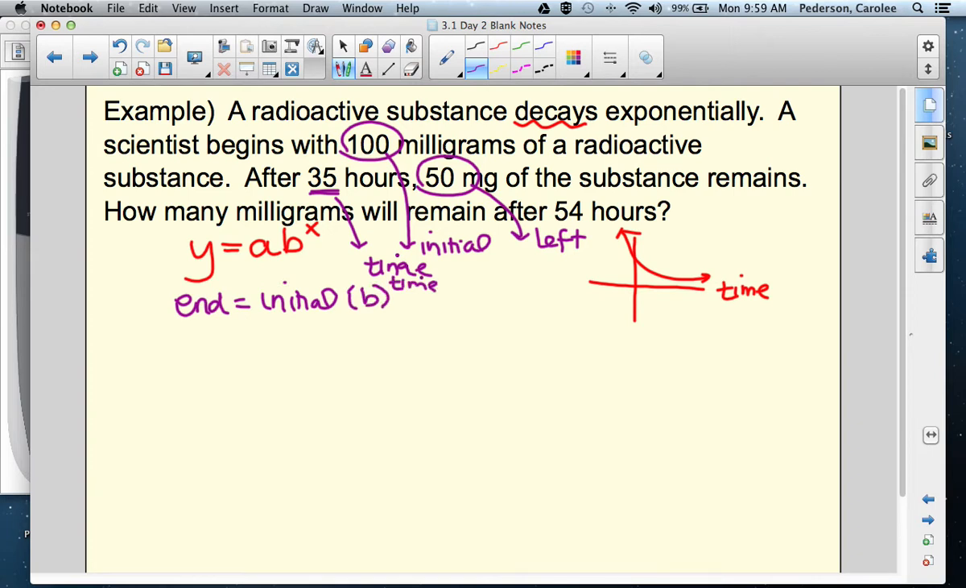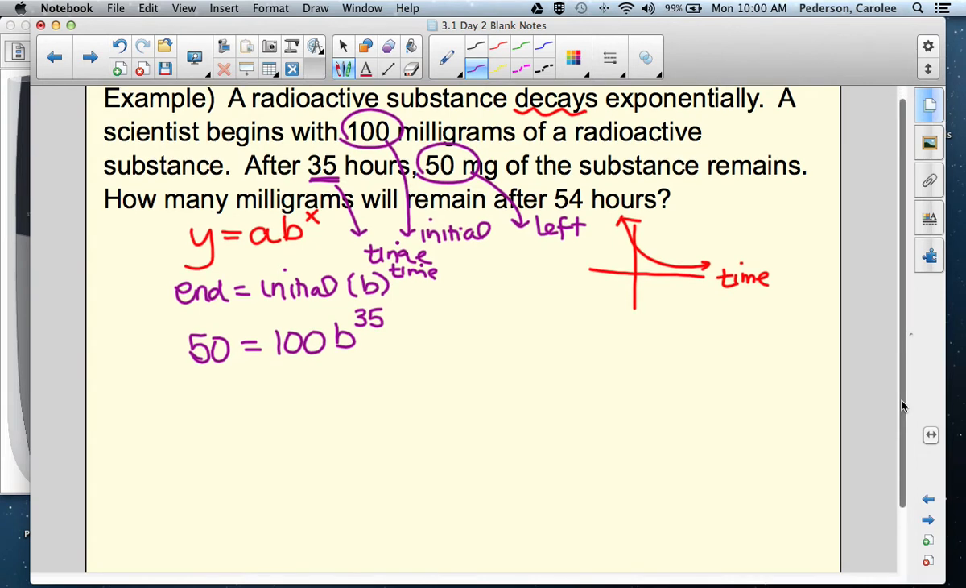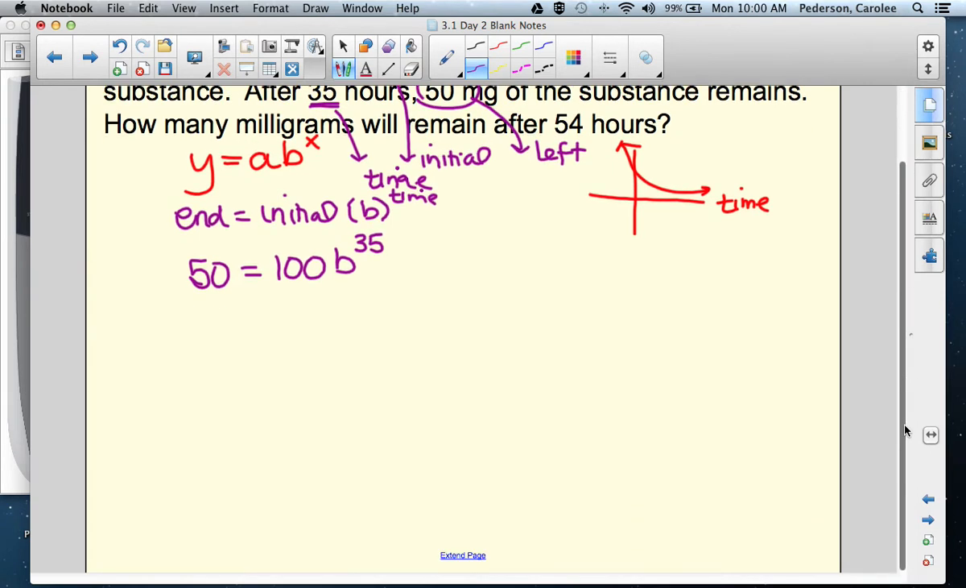So let's go ahead and substitute those values in. Our end amount was 50 milligrams. Our initial was 100 milligrams. We have some base, raised to 35 hours. And what we want to find out is what is the b. So we're going to solve this for b. We're going to divide both sides by 100. So we have b to the 35 equals 50 divided by 100, which is 0.5, or 1/2.